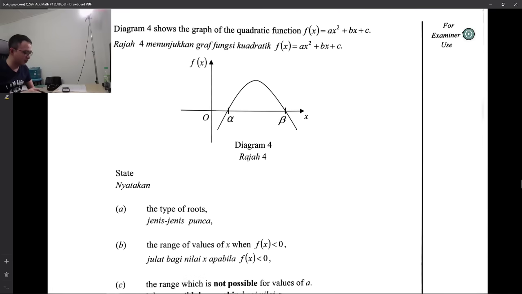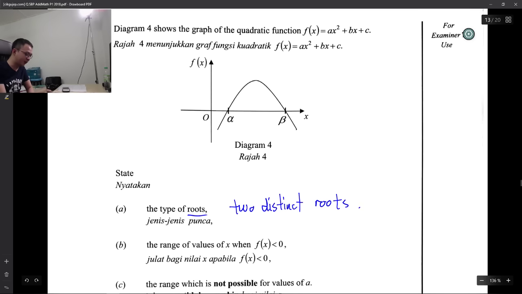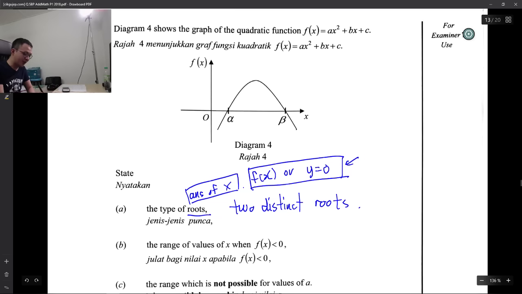Alright, so let's move on to the next part. Diagram 4 shows the graph of the quadratic function. So over here, what is the type of roots? Obviously this is two distinct roots, or you can say two different roots, the same words. What is the meaning of root? Root means answer of x, right? So how do I see the answer of x? Answer of x always means f(x) equals 0, or y equals 0. So this one means what? This one means x-intercept.